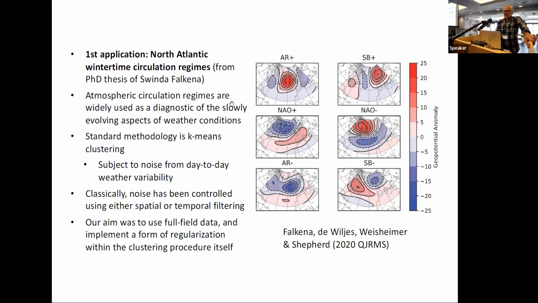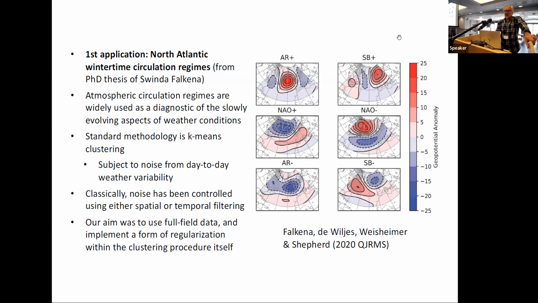So you see that there's the North Atlantic Oscillation, which is the classic regime. We split it into plus and minus, not just a linear mode, but there's also the Atlantic Ridge and the Scandinavian blocking, and they're opposite. They're not exactly opposite phases, but you can see that they're broadly opposite.